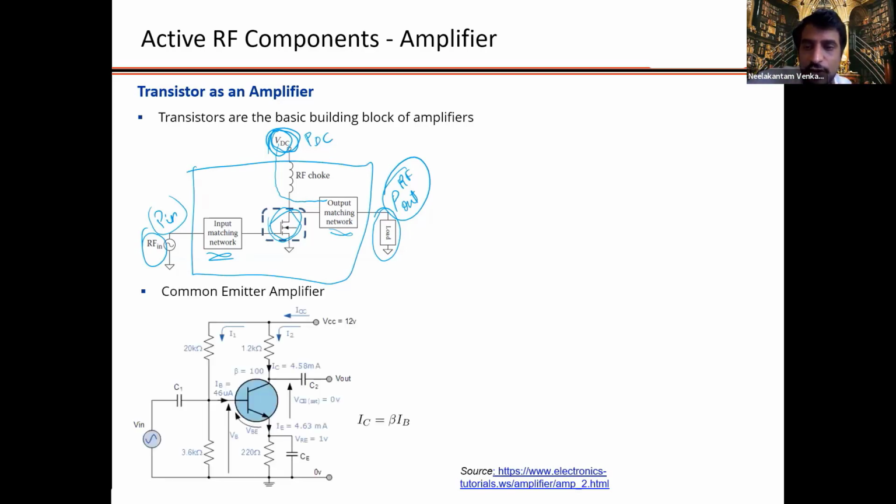So for example, if you take a look at a common emitter amplifier, you see that always the collector current is going to be a factor of the base current. And beta is typically in the order of, let's say, 100. That means the collector current is 100 times the base current. So by controlling the base current, you know whether the transistor is on or off. If the base current is high, then the collector current is high. That means the transistor is on. If the base current is low, then the collector current is 0. That means the transistor is off.